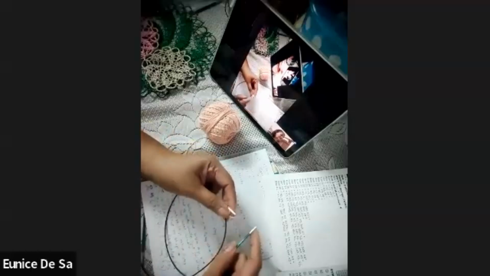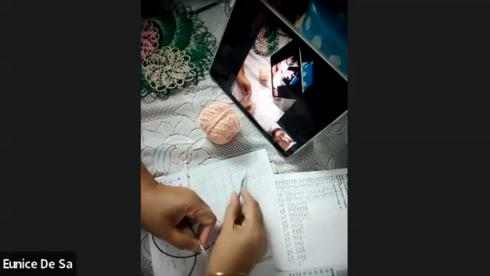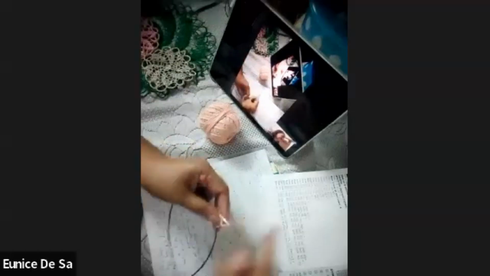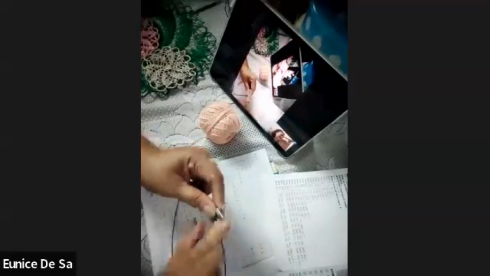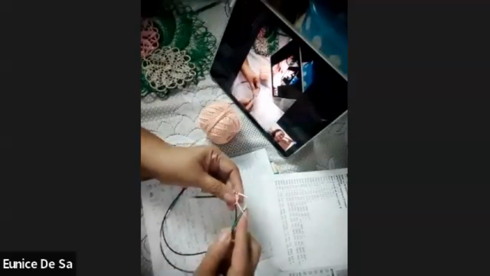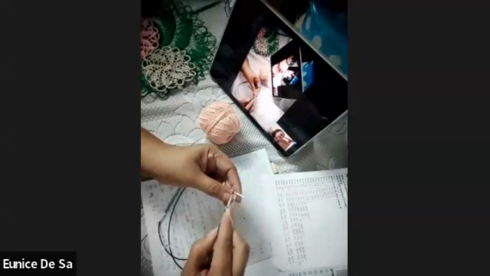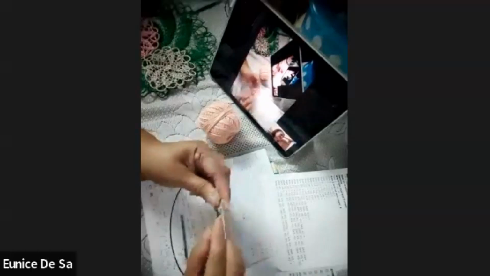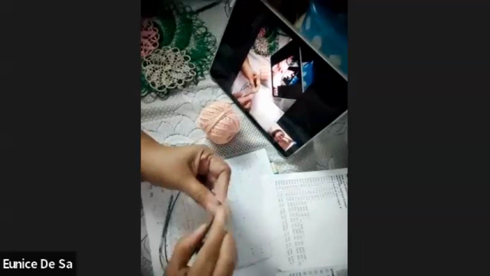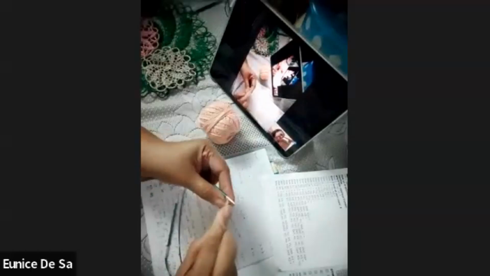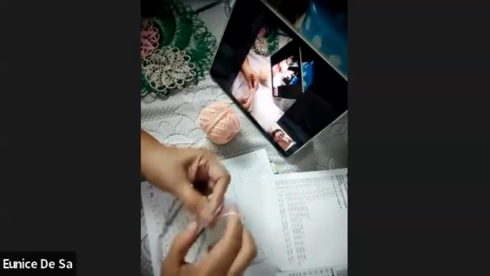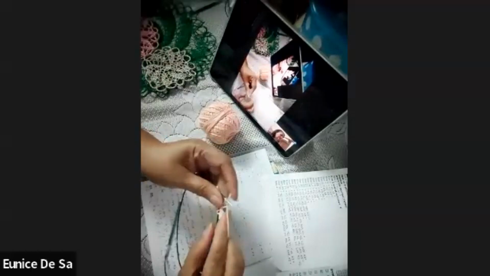Okay. Now, second row is yarn over, knit 1. It's written there in your pattern, and that stitch is okay, isn't it? So thread over the needle and start. Yarn over, knit 1. Tighten. Yarn over, knit 1. Yarn over, knit 1.